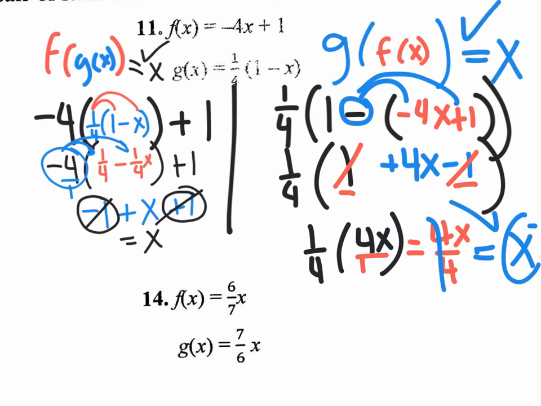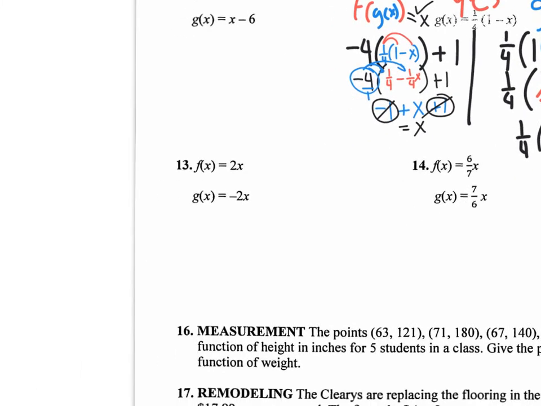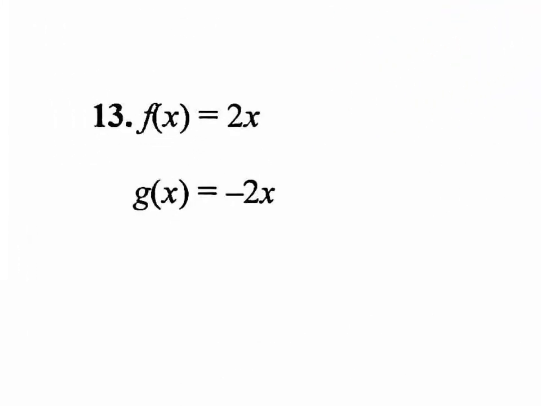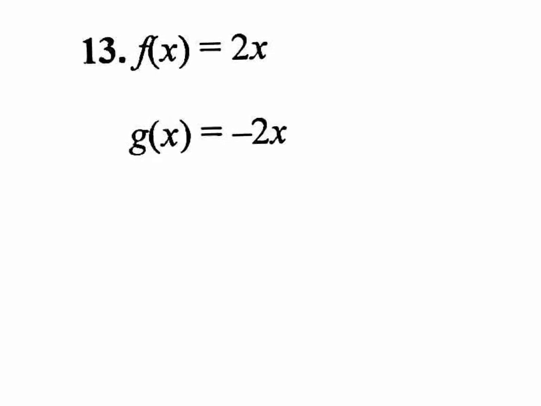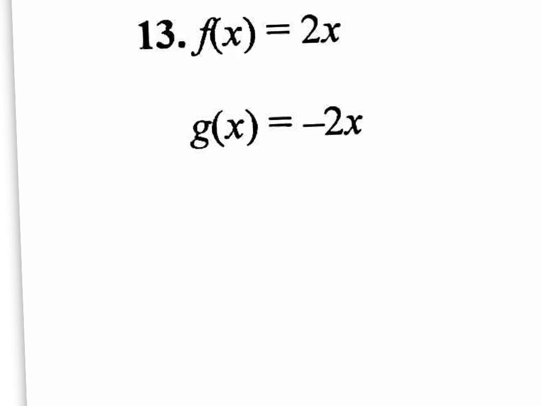So what do we say about number 11? You say yes. Yes, these guys are inverse functions of each other. Let's jump to, let's say number 13. Running out of time here. Let's verify that these guys are inverse functions of each other. So in order for that to happen, you have to do f of g of x. Let me do g of x in a different color. G of x. And that should equal x.